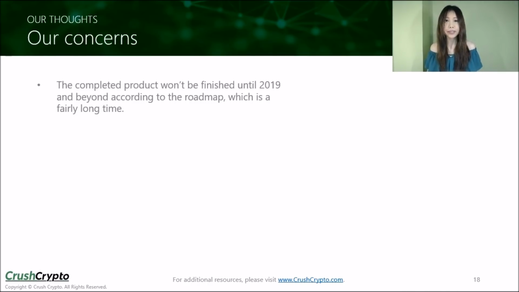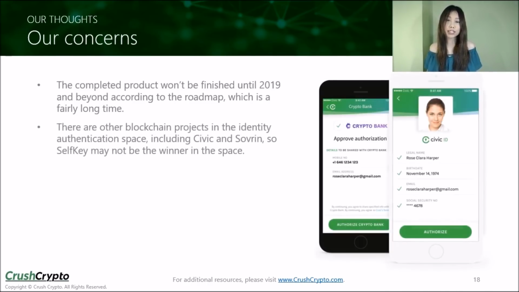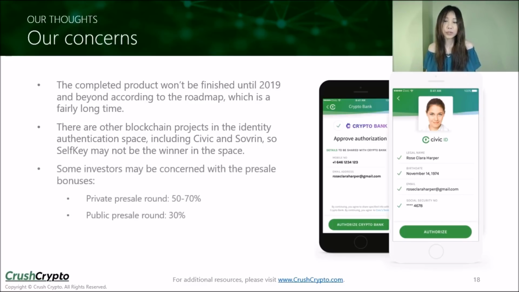a fairly long time. Second, there are other blockchain projects in the identity authentication space, including Civic and Sovereign, and potentially new up-and-coming projects. While the space could be large enough for multiple players, it is possible SelfKey may not be the winner in the space, considering they have a fairly long development roadmap. At the moment, we believe SelfKey has a broader scope and is further along in development and adoption, which gives them an edge. And finally, some investors may be concerned with the pre-sale bonuses of 30 to 70%, which I will discuss in a bit.